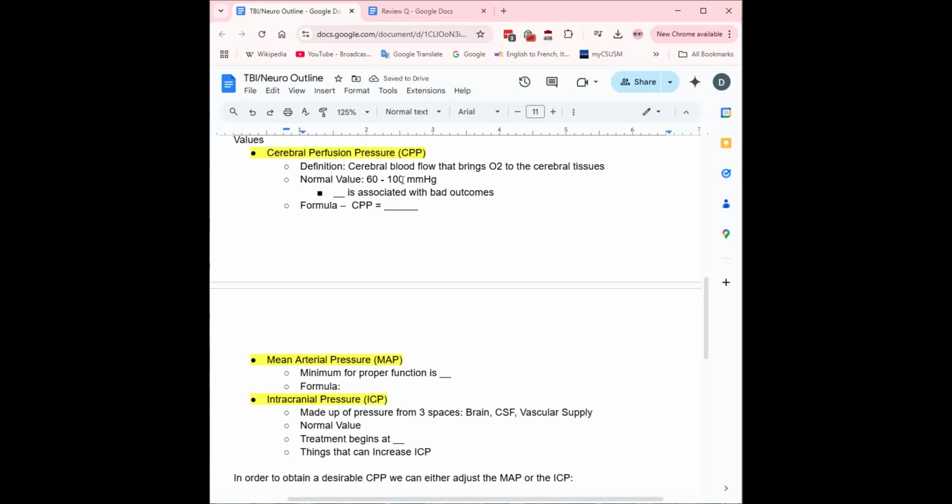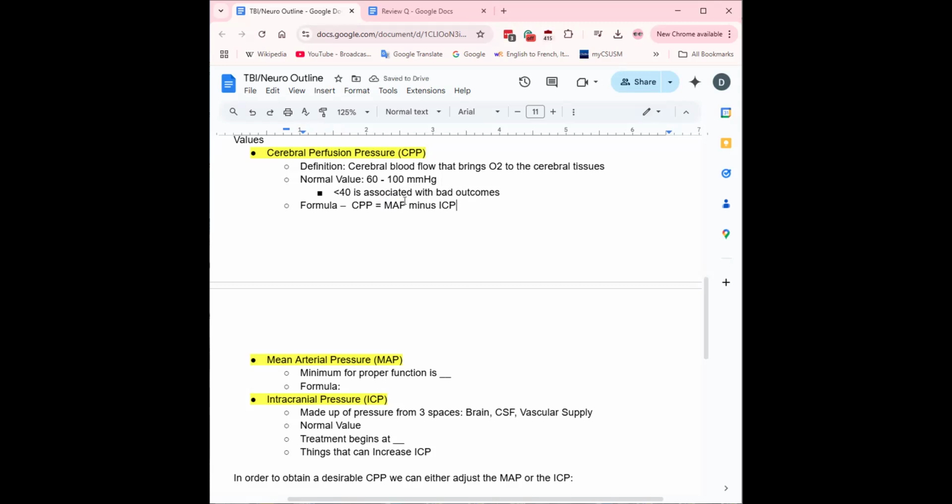What is associated with bad outcomes? Like what number? I think if you guys know those two, yeah, below 40. If you know those two things, you know a lot about it, and that's as much as you really need to know. Just be able to interpret. There is a formula for it, so remember they all play with each other because they're all affecting the pressure in the head. So CPP is equal to what? And it involves your MAP, it involves your ICP. So some values, how do you get to this number? It's going to be MAP minus ICP.